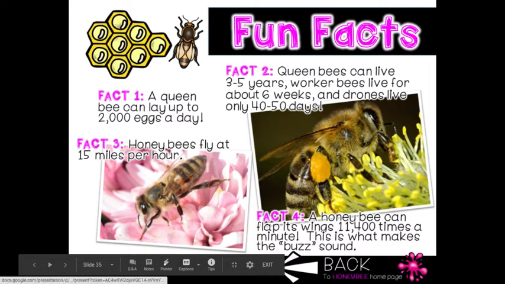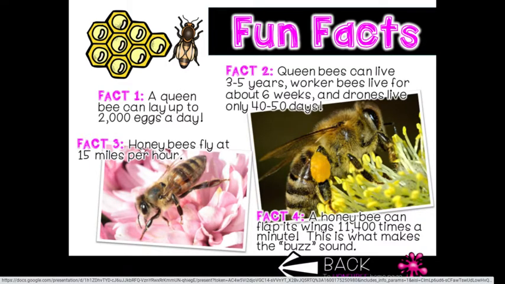So some interesting facts about honeybees. Fact number 1, a queen bee can lay up to 2,000 eggs a day. That's a lot of eggs. Fact number 2, queen bees can live 3 to 5 years. That video did just say that they live longer.